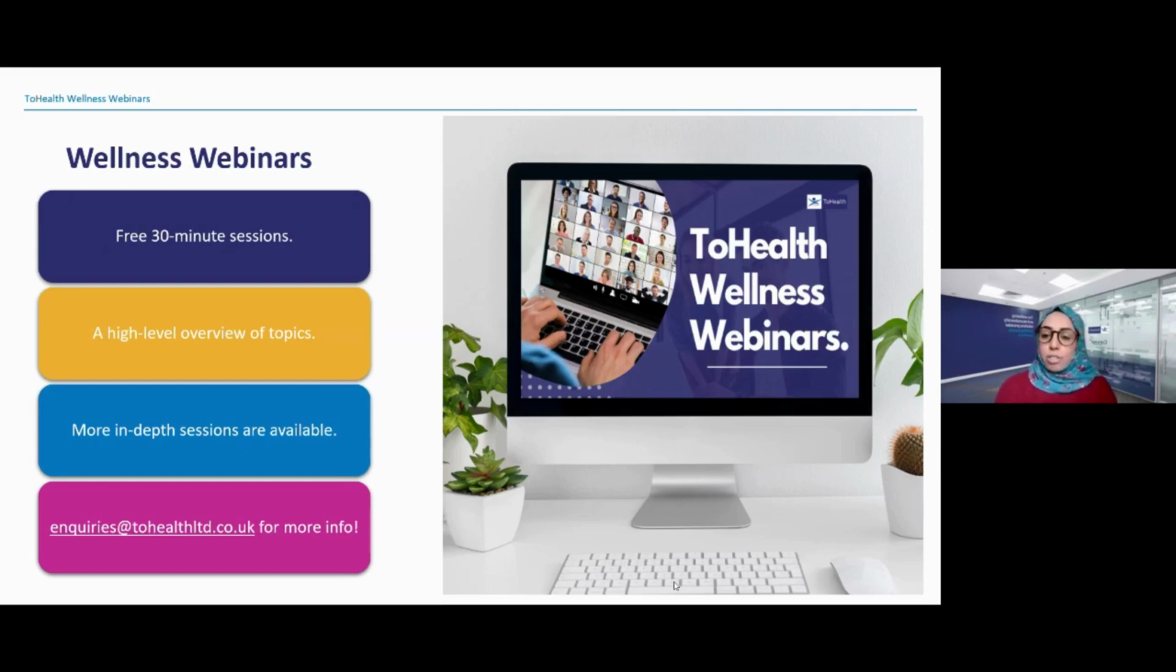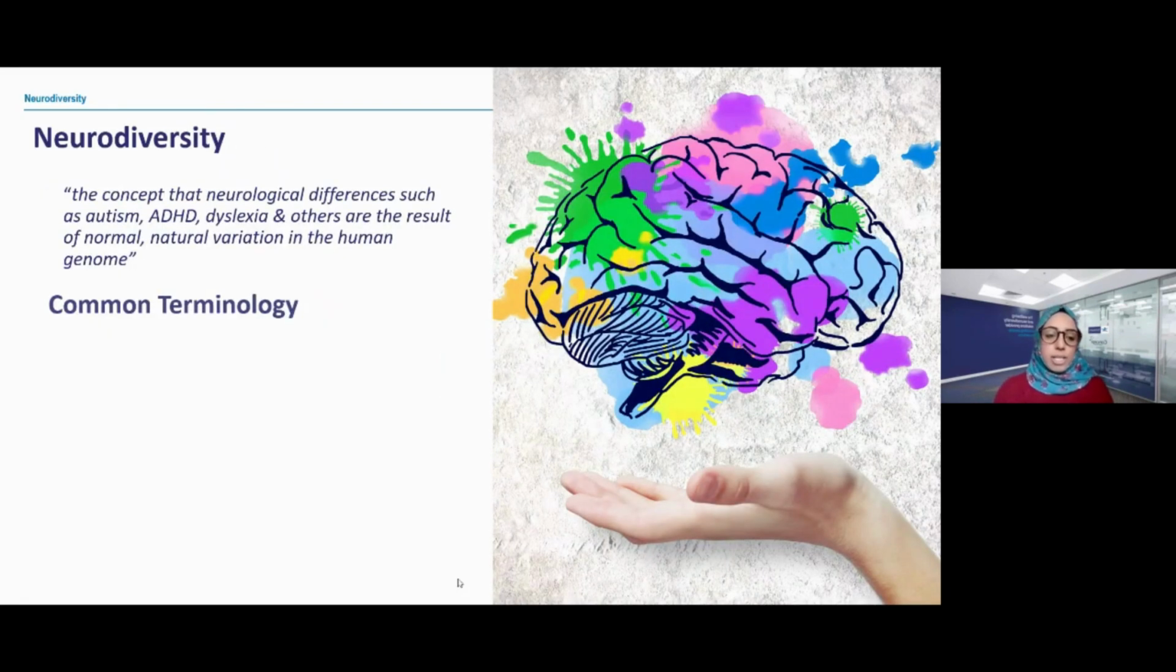So I want to start just by defining the concept of neurodiversity, which is actually an umbrella term coined by a lady called Judy Singer, and her definition has evolved over time, but she defines neurodiversity as the concept that neurological differences such as autism, ADHD, dyslexia, including dyspraxia and others, are the result of normal, natural variation in the human genome.